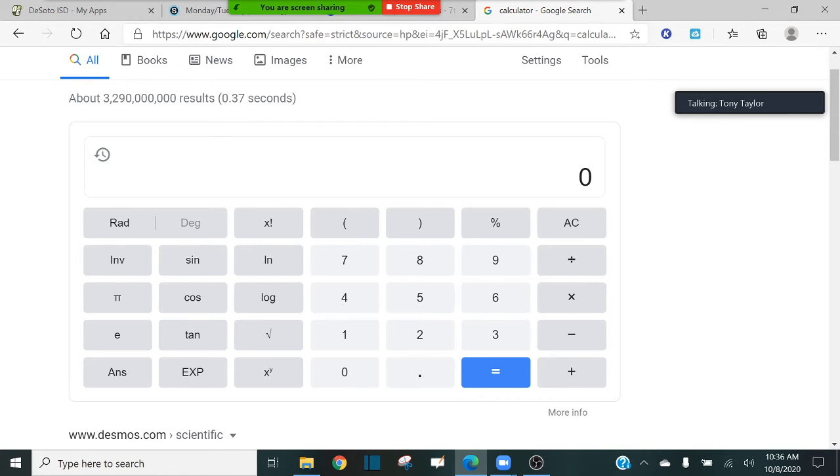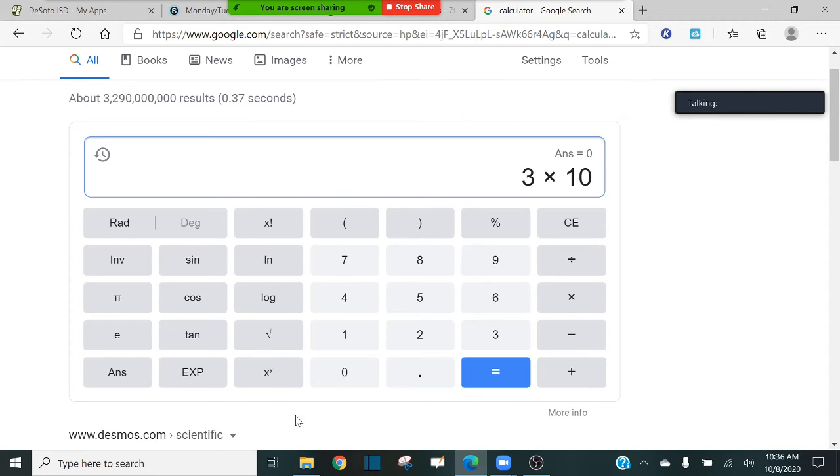And so, for example, suppose you want to enter exponents in your calculator. Here's how you would do this. Suppose you want to enter something like 3 times 10 to the 9. How would you enter that in your calculator? Well, you just put 3 times 10. If you see this X to the Y key here, you click that and raise it to some power. And so that's how you enter exponents.